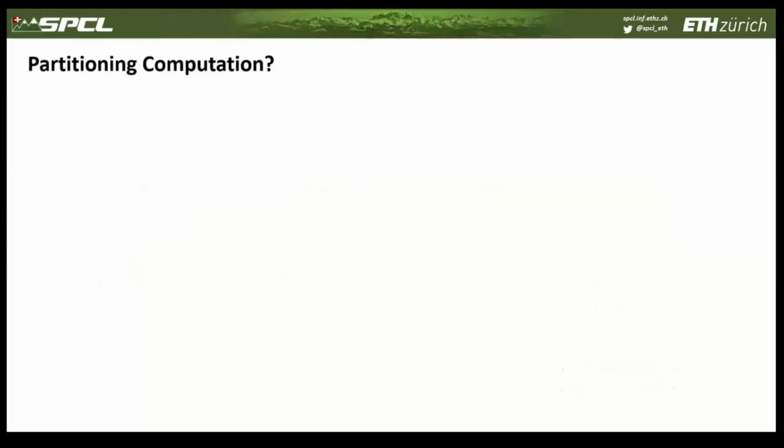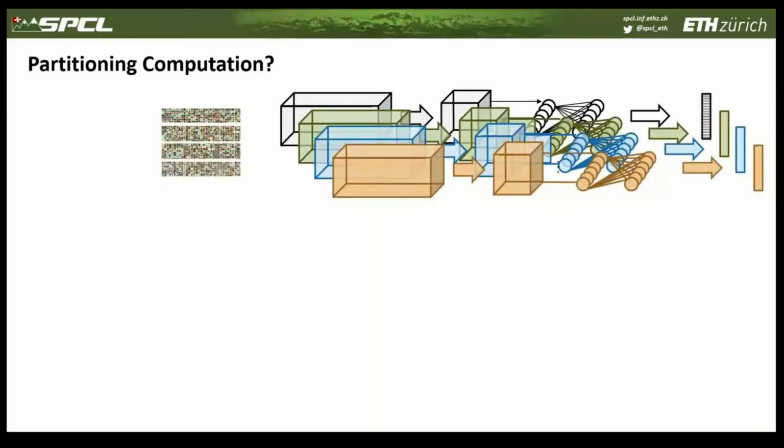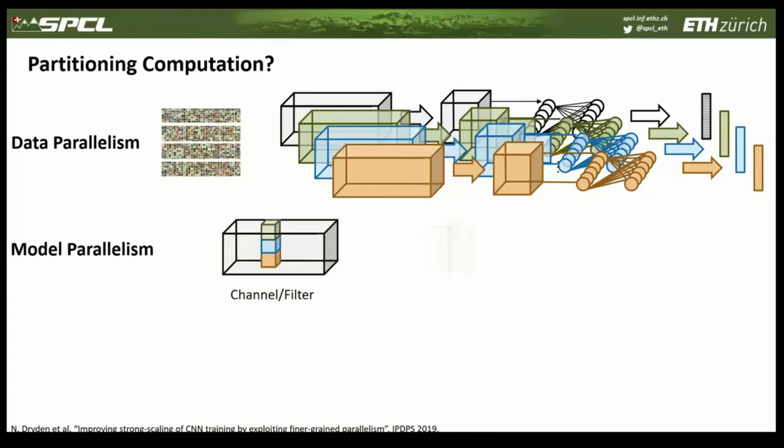For that, there are different ways. Of course, I'm not going to go into detail about all the ways, but let's briefly overview them. The one that most of us know would be data parallelism, which is to take several samples in a mini-batch and split them across the processors. Another way would be to take the operators themselves and split them up. You can split them by channel or filter, spatially, or for different operators, you can have different kinds of partitioning schemes.